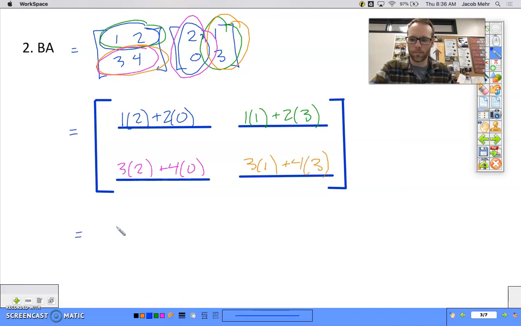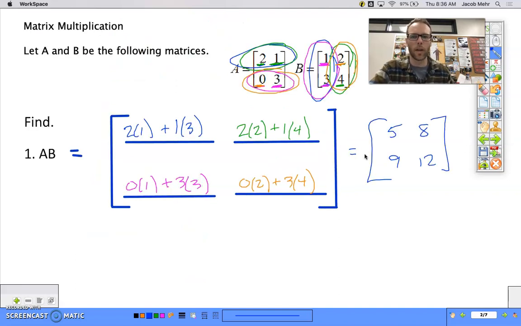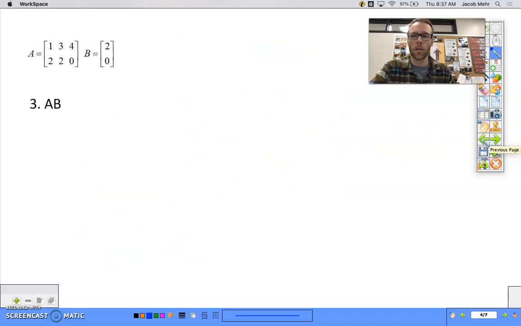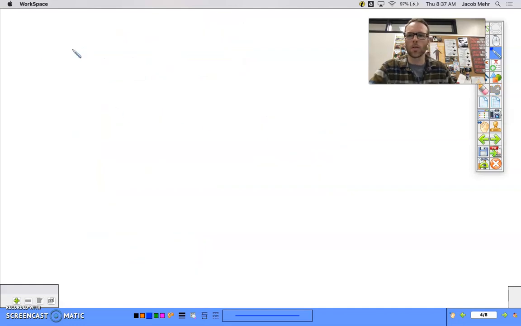And what do we get? We get 2. 1 plus 6 is 7. 6. 3 plus 12 is 15. So this is what we get when we take B times A. Now compare that to what we got when we took A times B. They're different. So here we can make a statement, and it's a really important one for us to notice.